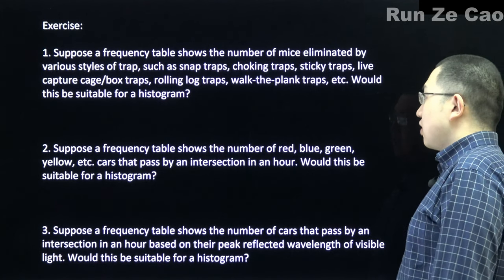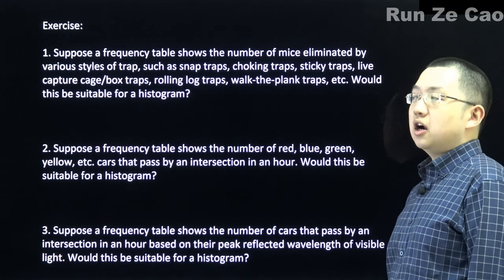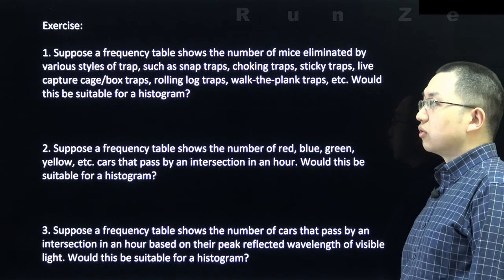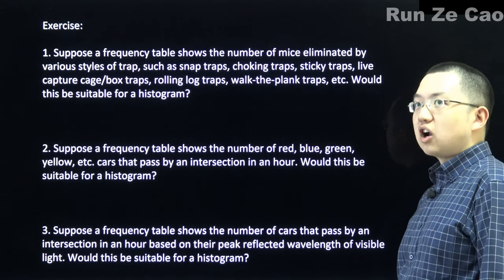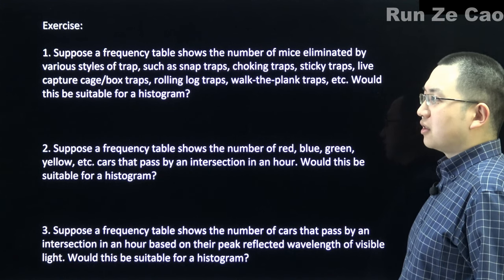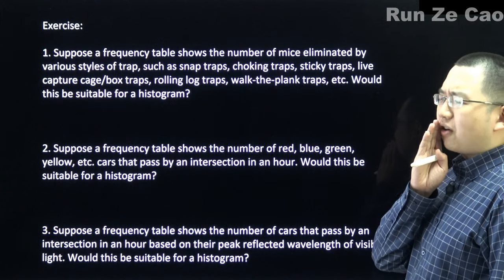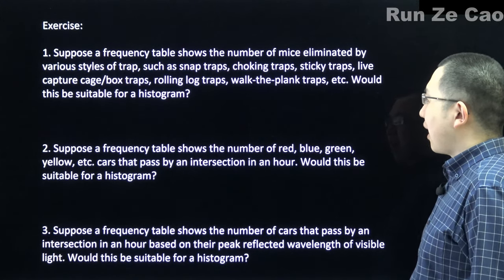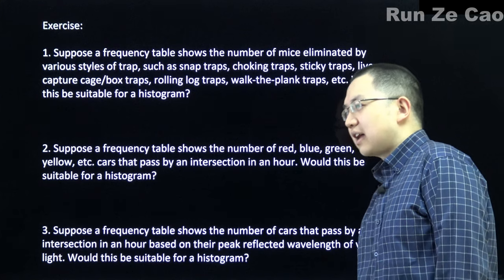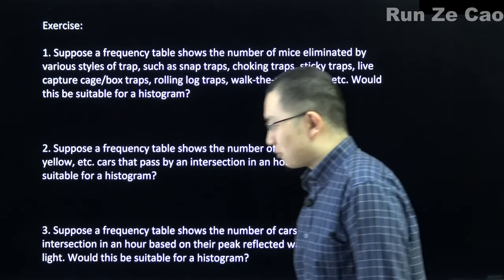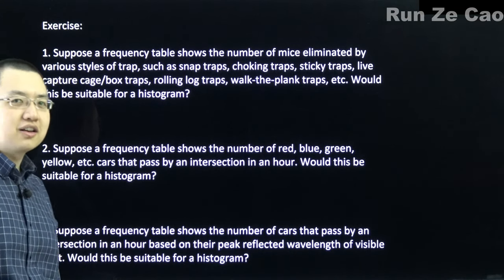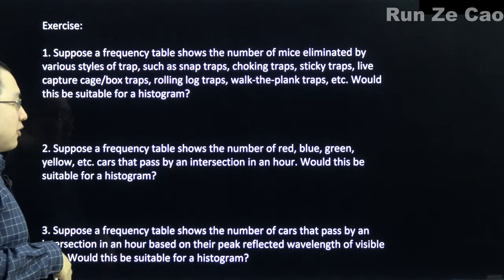Live capture, cage, or box traps. Live captures are a luxury when you're dealing with mice. Because, like, what are you going to do? You have 100 mice in your barn and you're going to drive out after capturing each of them? And like release them 100 miles from your house just to bother somebody else. And besides, how far are you driving exactly? Your time has value, you know. Rolling log traps. These actually work remarkably well if you can set the sensitivity of the roller correctly. It can be called a rolling log. It can just be called a roller. Walk the plank traps and so on.